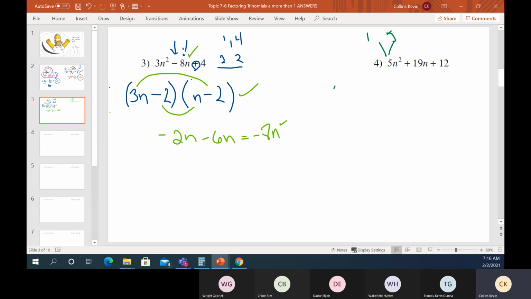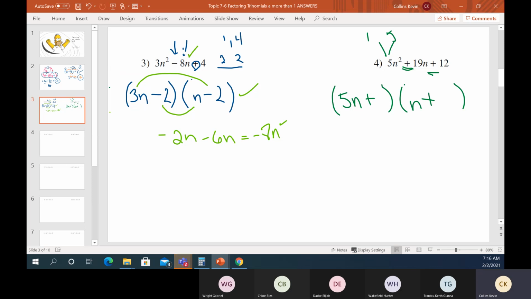So then we set up shop. And one of these is going to have 5n, and the other one's just going to have n. We got plus and plus here. What's that tell us about our signs for our parentheses? Yeah. So you probably hear this ringing in your head now, right? Plus and plus here means plus and plus here. Okay. So now what we have to look at is our factors of 12.